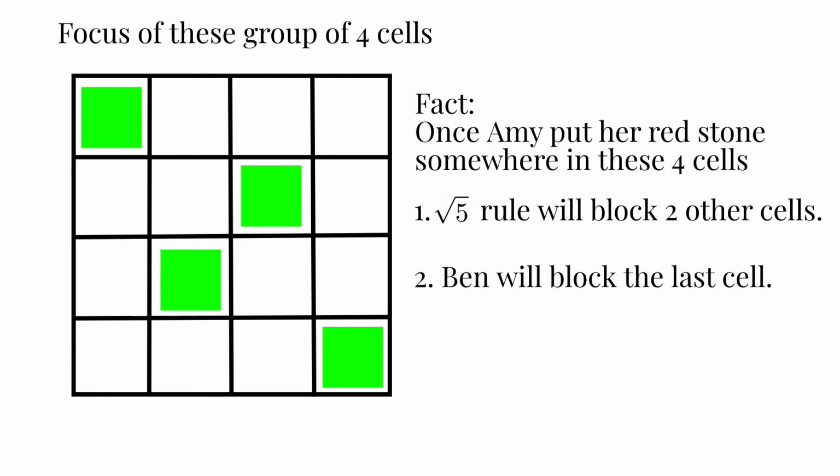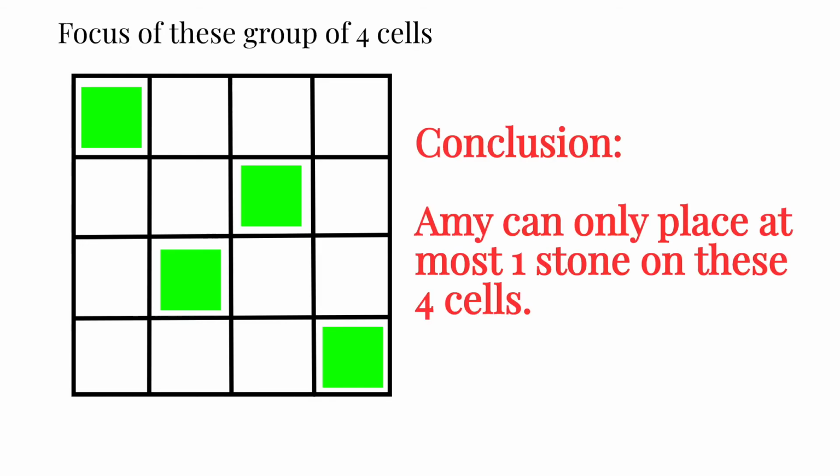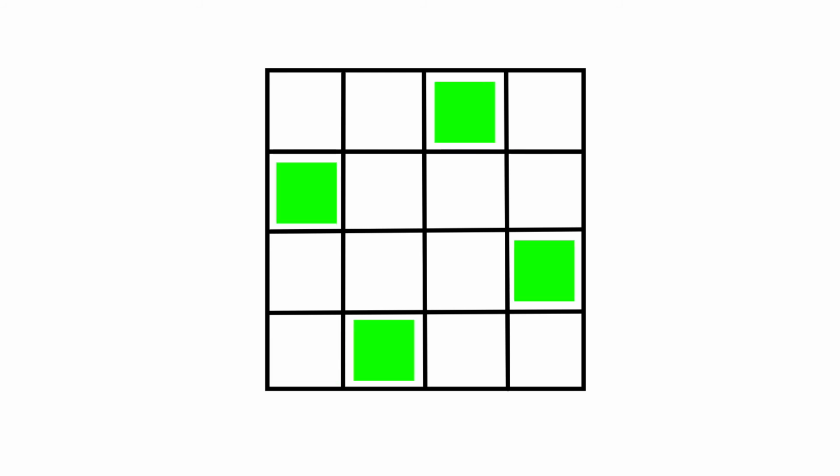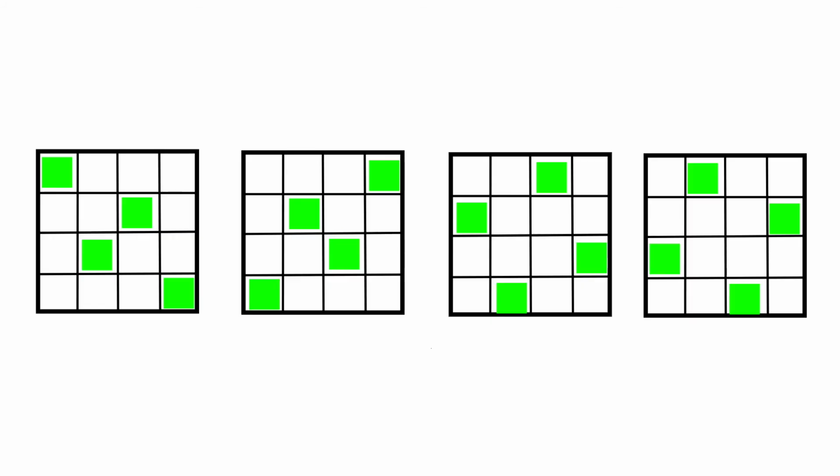What does this argument say about these 4 cells? Among these 4 cells, Amy can put at most 1 stone, because no matter where she puts it, she will block 2 and then Ben will block the last one. So among 4, Amy can put only 1. But the same argument can be applied to this group of 4, this group of 4, and this group of 4. So we basically partition 16 cells into 4 groups of 4.